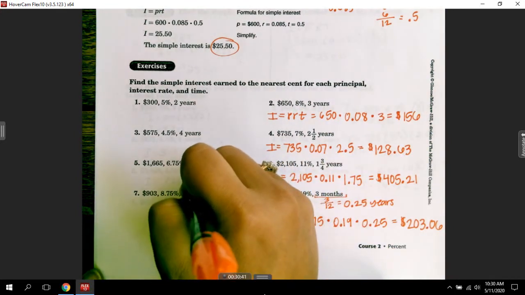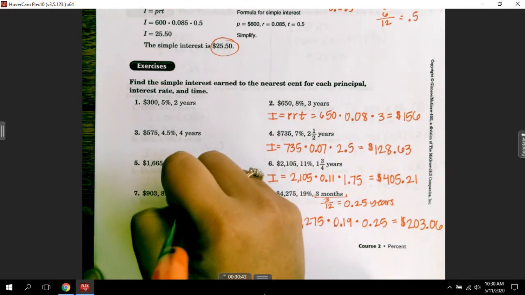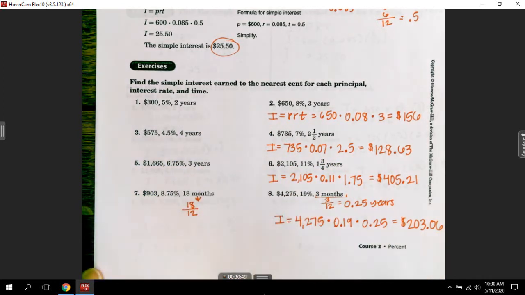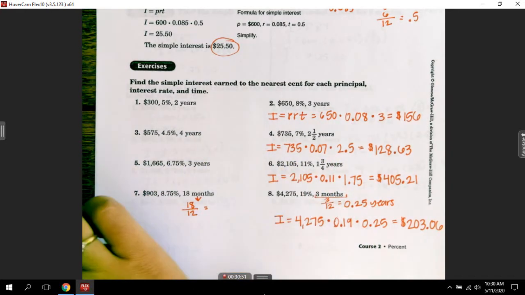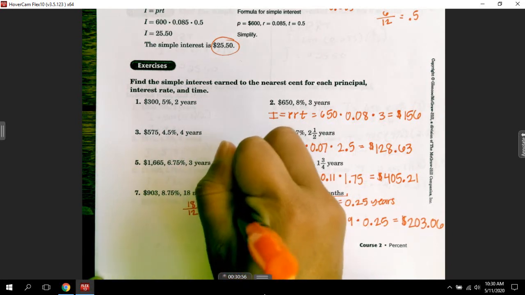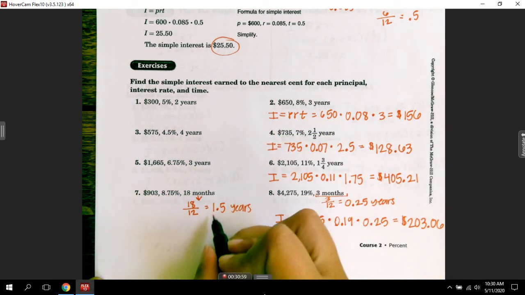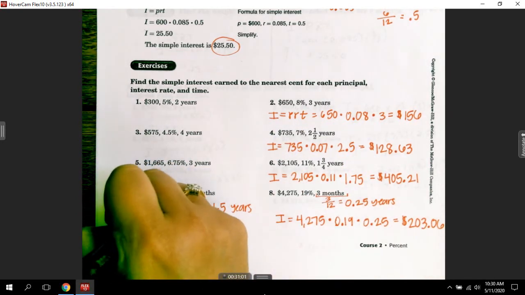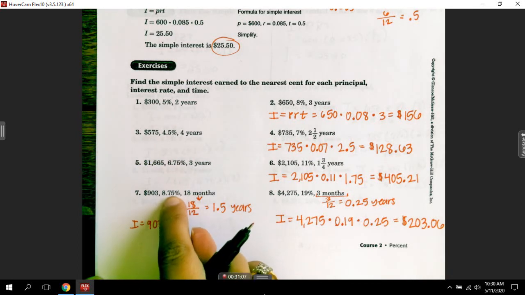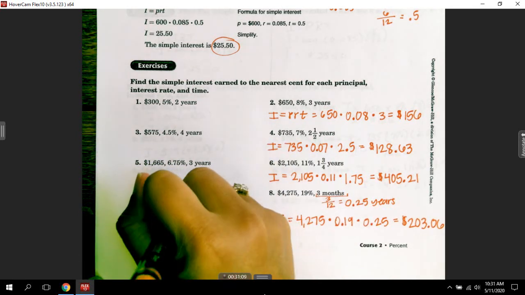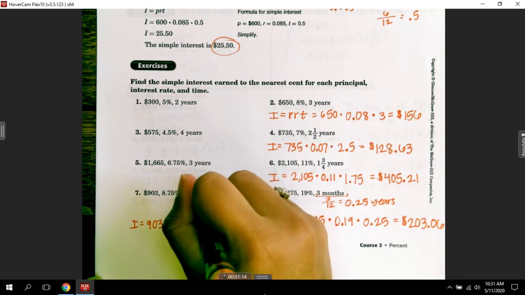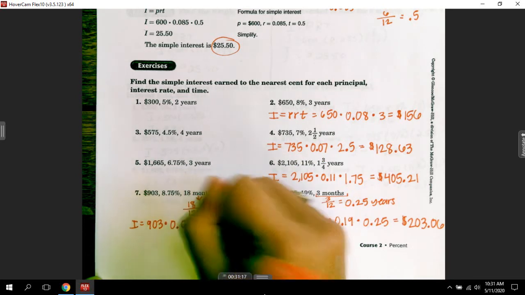So 18 months, we need to find out in years. So again, you're dividing by 12. So obviously, if there's 12 months in a year, 18 months means it's longer than a year, okay? So 18 divided by 12 is 1.5. So this is 1.5 years. Okay. So now that's your T. So now you can multiply 903 times 8.75%. So you're moving it 2 places. So that's actually going to be 0.0875 times your 1.5 years. Okay.